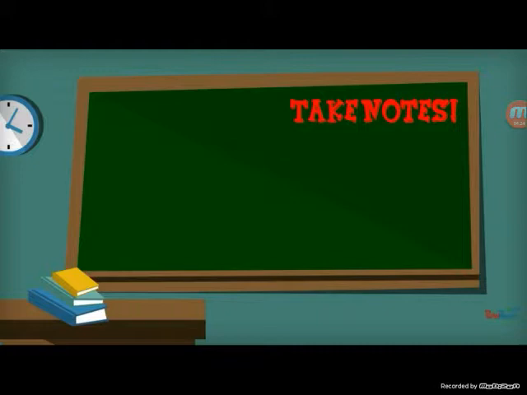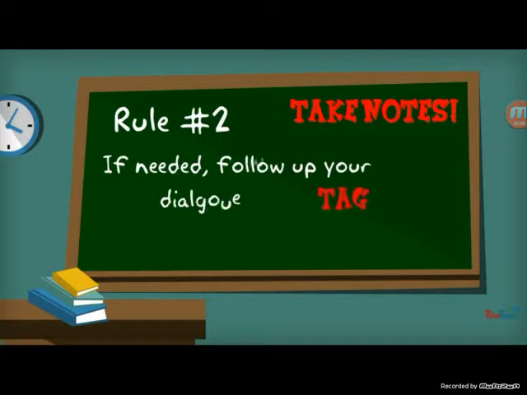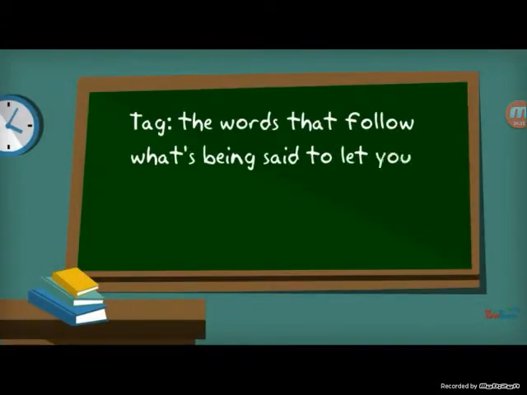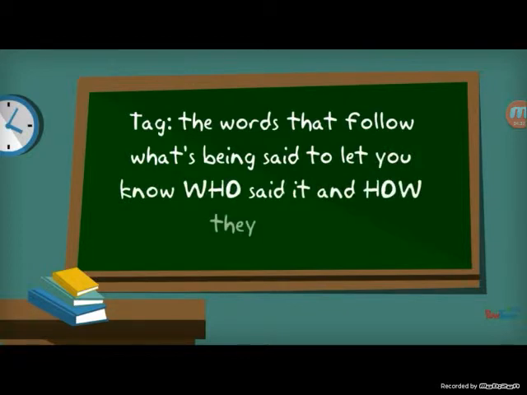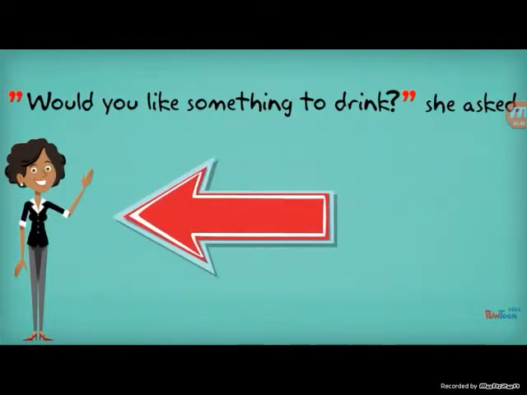That brings me to my next rule. Rule number 2. If needed, follow up your dialogue with a tag. The tag are the words that follow what's being said to let you know who said it and how they said it. Let's take a look again at our example. I followed up, "Would you like something to drink?" with the tag, "she asked." That lets me know that the flight attendant is the one asking me about the drink.